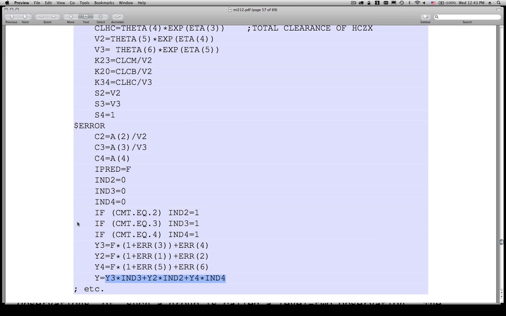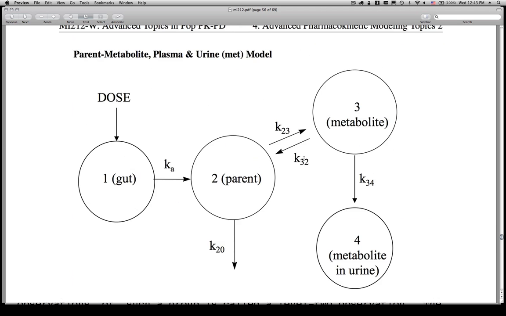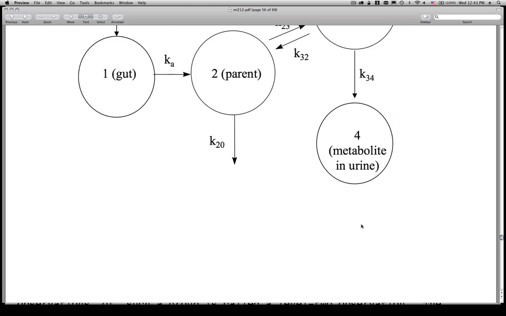But we don't have to fix the fraction metabolized in this model because we have an a priori identifiable system with this urine collection. Of course, the assumption here is that the way we've written the model is the way that the transfer occurs. K32 is 0, so there's no back transformation, and all of the metabolite is excreted in the urine. Under those conditions, this is an identifiable model a priori.